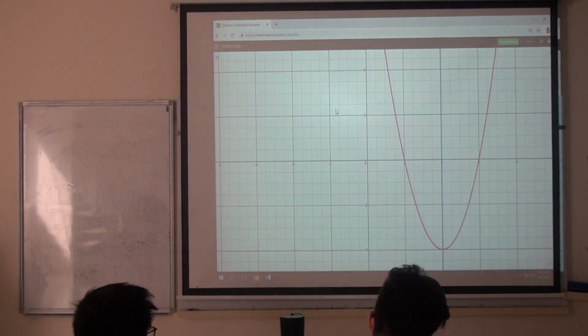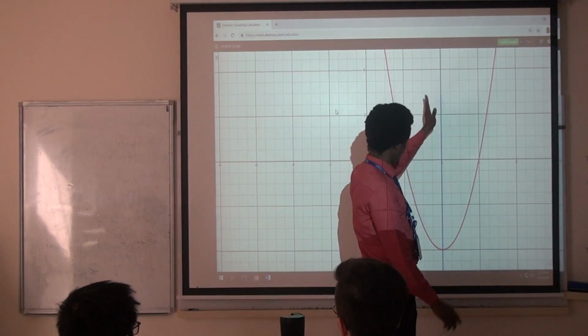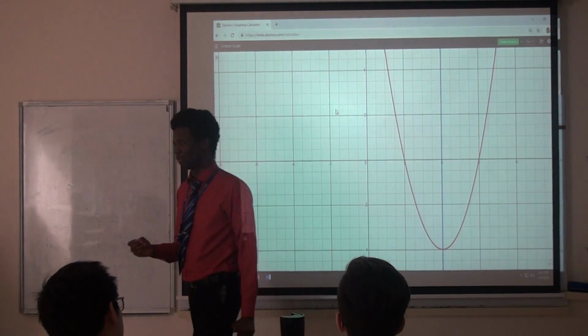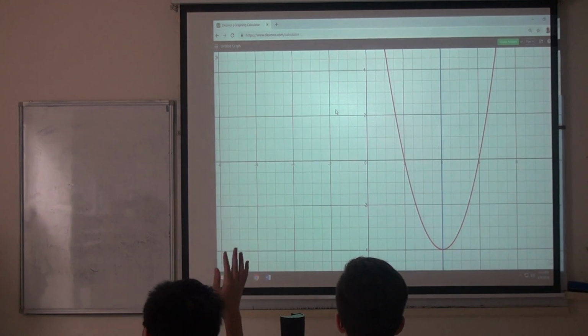Okay, can you see? So this line divides this curve into two equal parts. So this is the line of symmetry, and the equation is x is equal to 4. Who got the answer for that? Raise your hand for those of you that have done it.